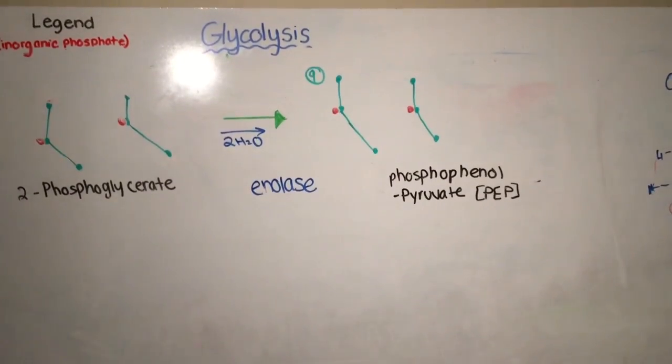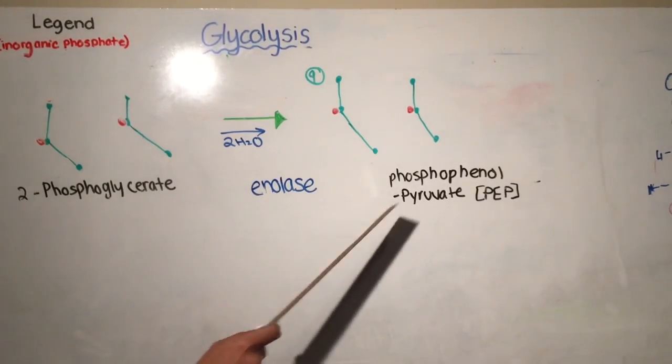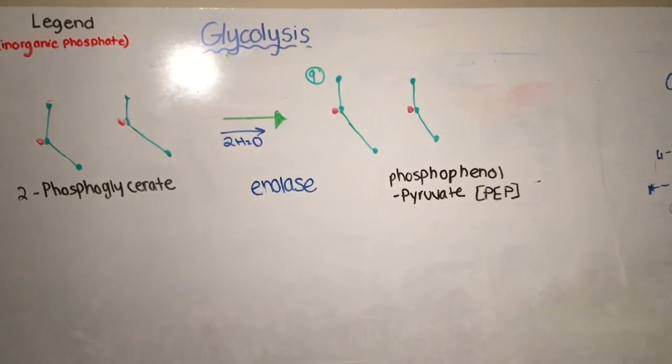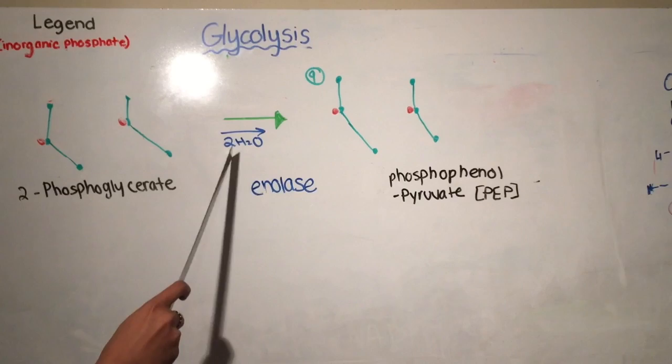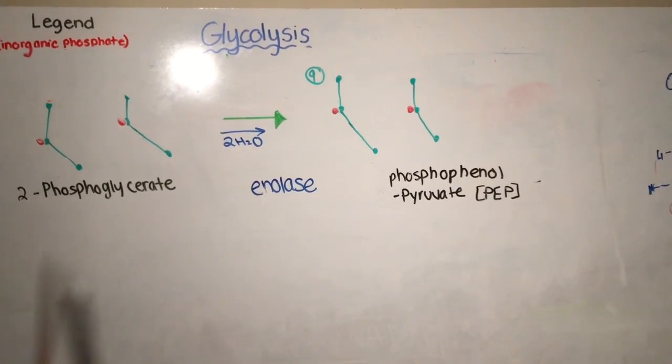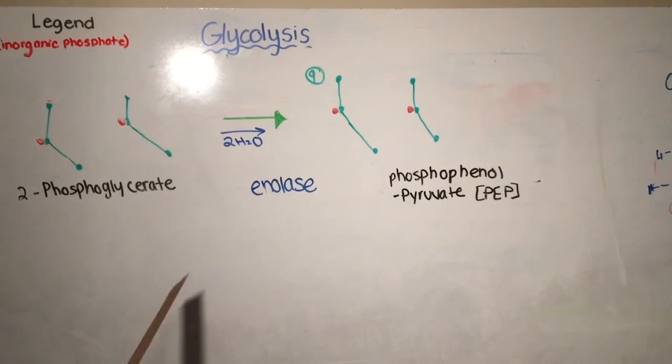Steps 8 to 9 take the 2-phosphoglycerate and change it into phosphoenolpyruvate. This happens through the enzyme enolase. What's happening is that a hydroxyl group and a hydrogen are removed from the molecule. This happens twice, so 2 water molecules are removed.